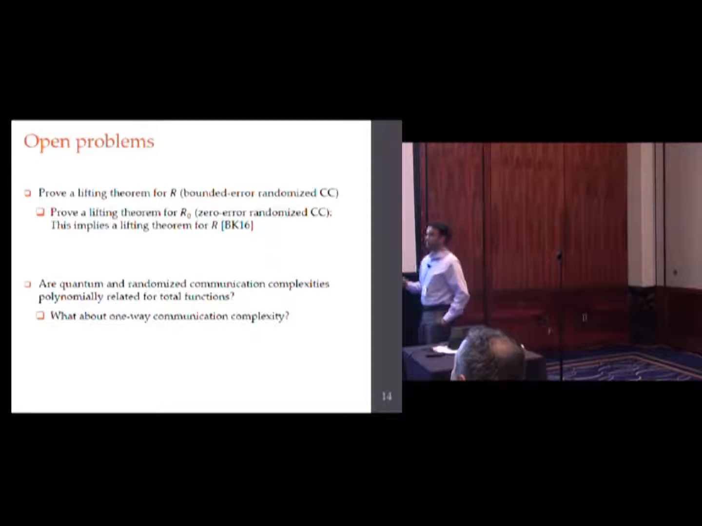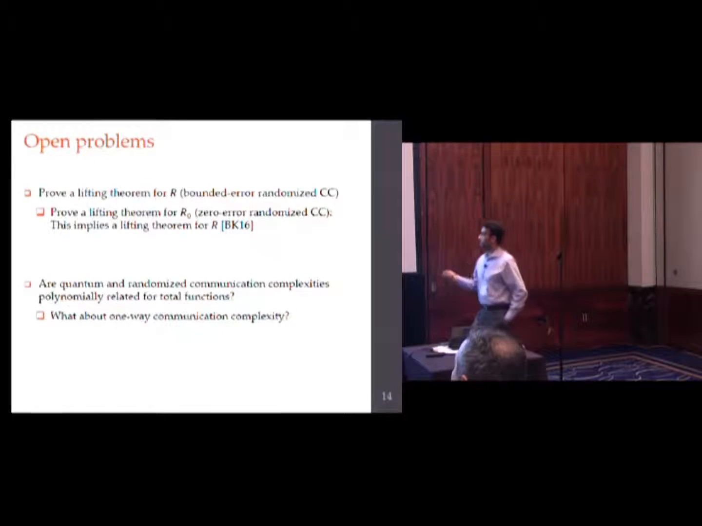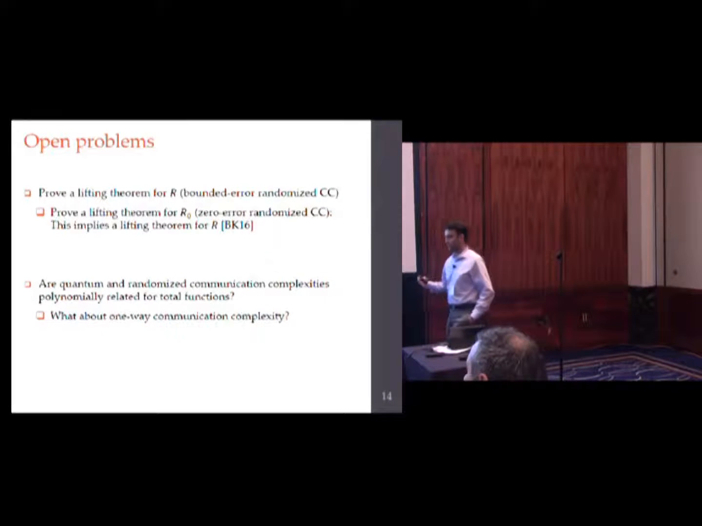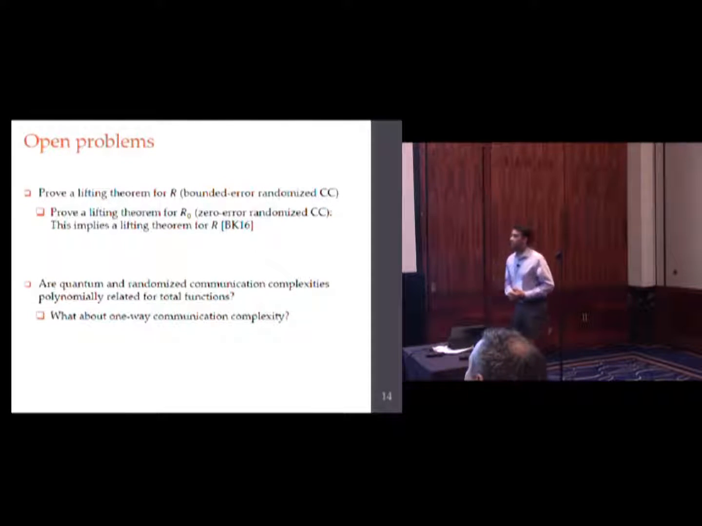We don't know whether they're polynomially related or not for total functions, which is something we know in query complexity, but we don't know in communication complexity. So it's possible that our 2.5 separation is completely going to be dwarfed by some exponential separation in the future. So that's something that's also open. It's also open in one-way communication complexity to show even a super linear separation between quantum and randomized. Basically, no separation is known.